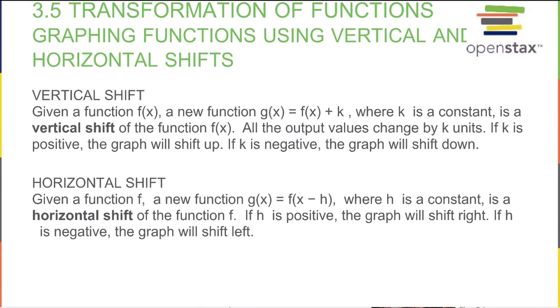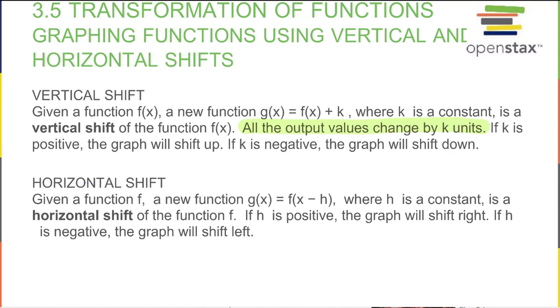First, let's talk about vertical shifts. Given a function f of x, a new function g of x equals f of x plus k, where k is a constant, is a vertical shift. So if we're adding a number to the function, that's going to shift it vertically. So all the output values change by k units. So this is probably important for you to note for later. If k is positive, the graph will shift up. If k is negative, the graph will shift down.